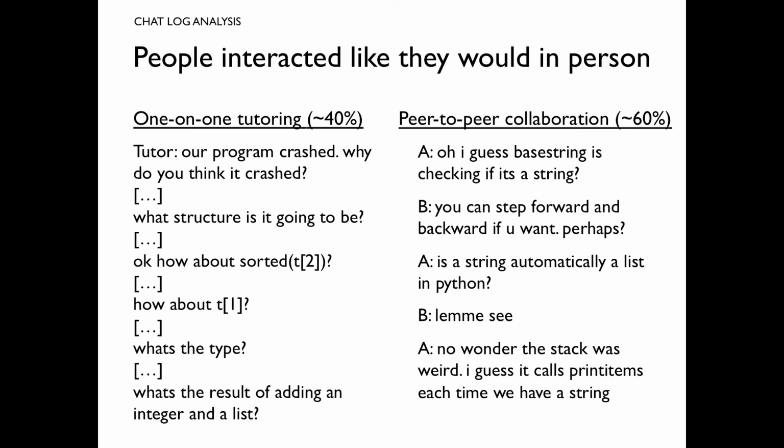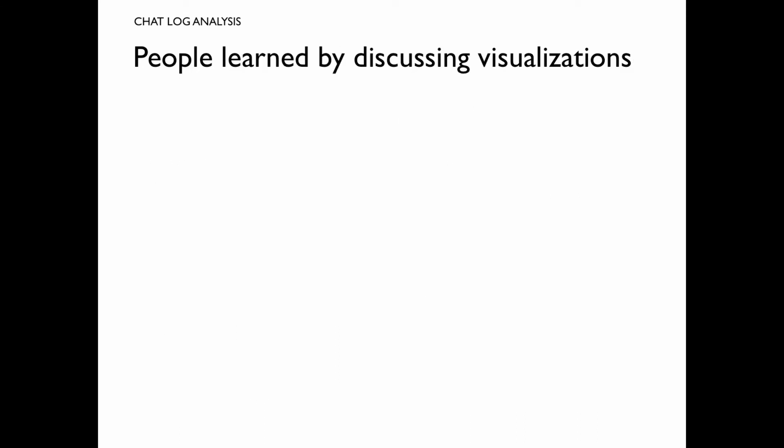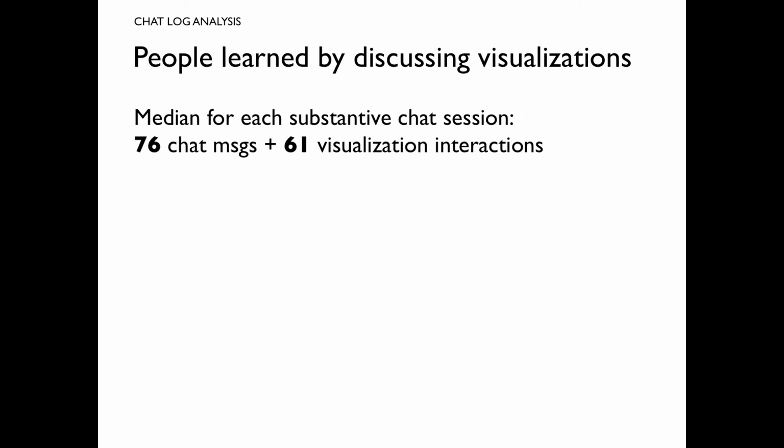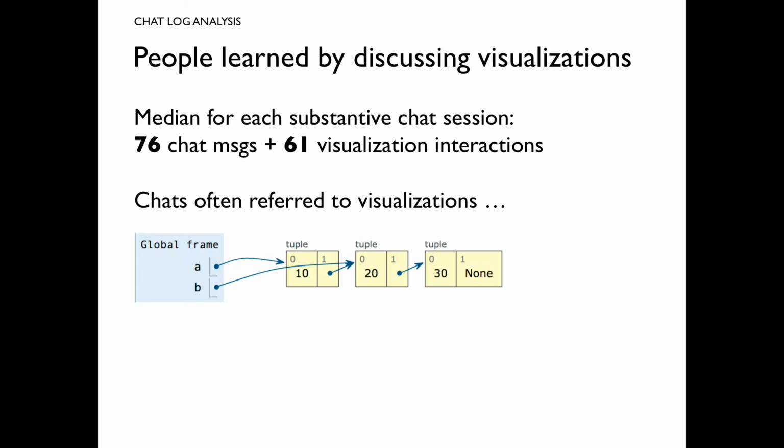The thing to note here is that these 2 people are going back and forth, and they're playing with the visualizations and are actually talking about it. Which brings me to the next point, which is that people learn by discussing visualizations. The median for each substantive session was 76 chat messages plus 61 visualization interactions, 61 times where they actually played with the visualization by looking at different parts of execution. And often they were interleaved. So often the chats refer to the visualizations themselves.